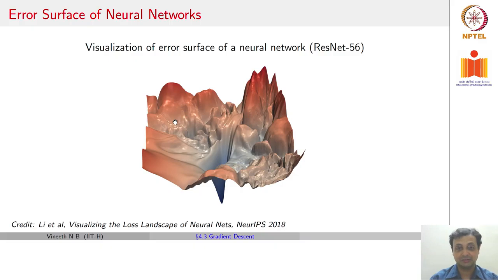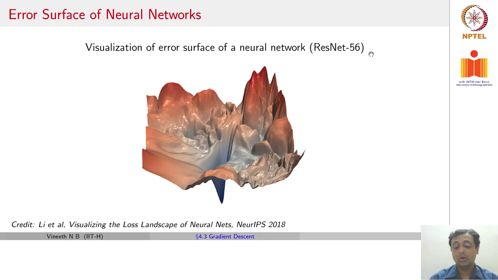This is an error surface which can be very complex. Modern neural networks that are used in practice, especially in computer vision, have millions of parameters. A very popular network known as AlexNet, which once again we'll see later, has close to 60 million parameters.